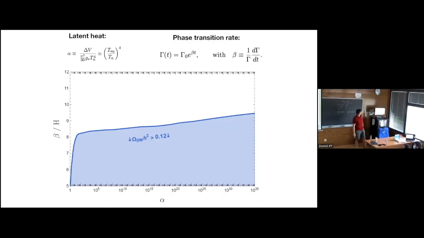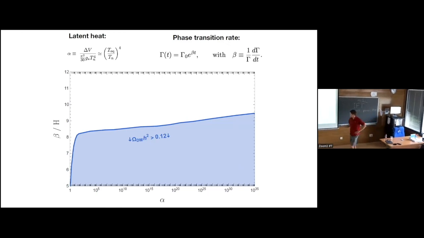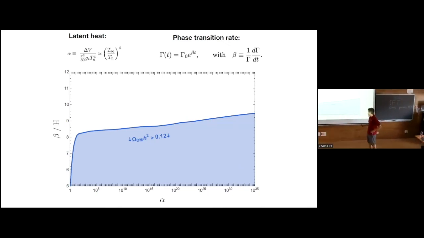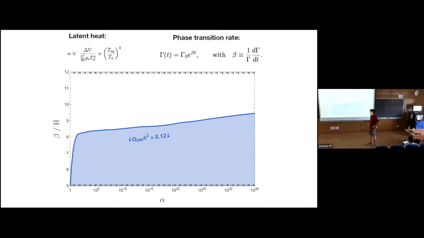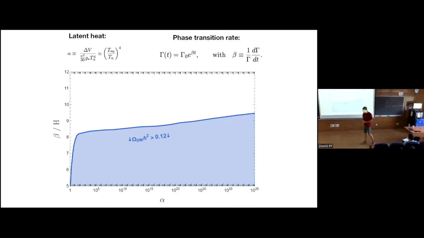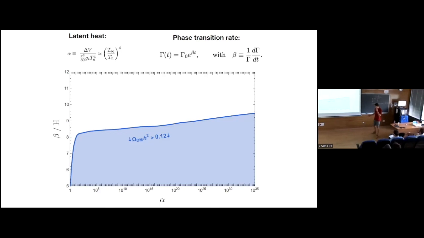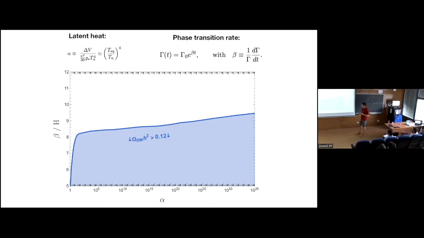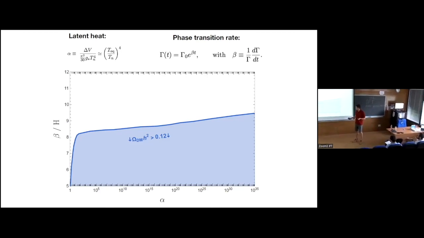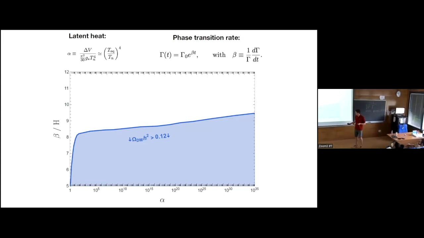I skip the details and I'm almost done. This is a plane, beta over H versus alpha, the two well-known parameters of phase transitions. Every model can be mapped onto those two parameters, and this is the constraint on PBH overproduction because you overclose the universe. So you see that beta over H cannot be smaller than 8 or 9.